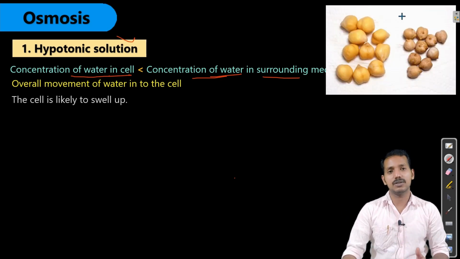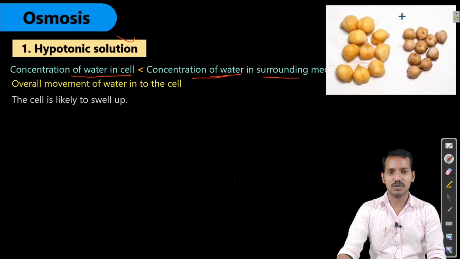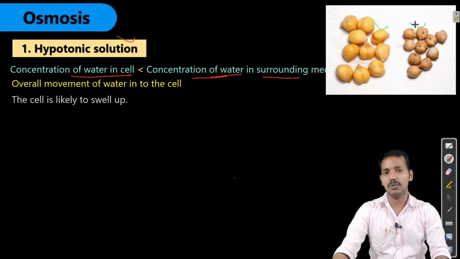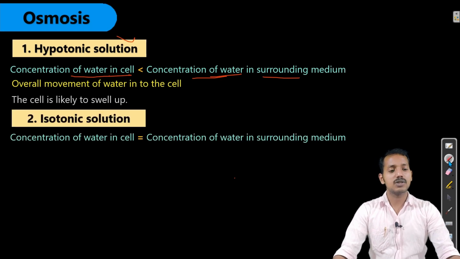You may already have observed that when pulses and grams are soaked in water for a couple of hours, they become swollen. This is a real life example we can give for this hypotonic solution, in which osmosis takes place from the surroundings into the cell. Second one is an isotonic solution.